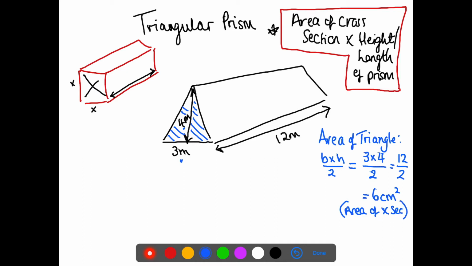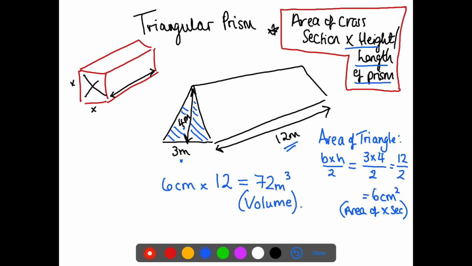Area of cross section. Okay, and then all I need to do to find the volume is this last bit here. Okay, so we take our 6 centimetres and we're going to times it by 12. Okay, giving us an answer of 72 meters cubed for the volume. Alright, so I hope that made sense.